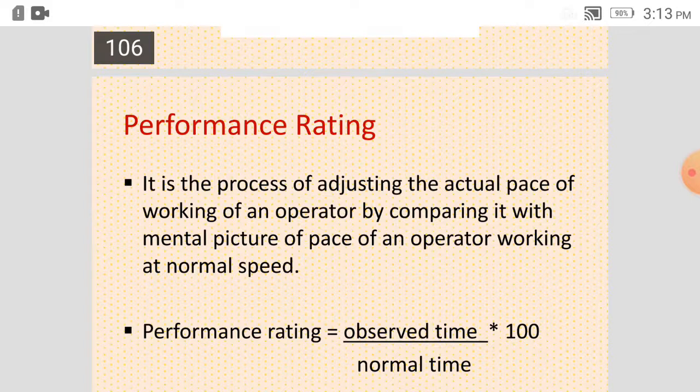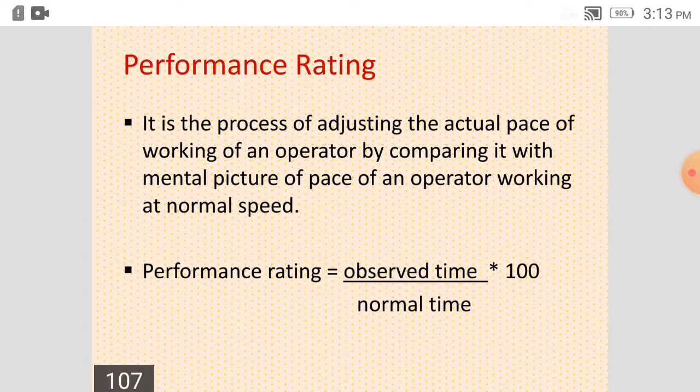Now performance rating is the process of adjusting the actual pace of working of an operator by comparing it with the mental picture of the pace of an operator working at normal speed. So the concept which is there in our mind, that this job should be performed within this much time. So the time taken by the operator and the time which is in our mind is nothing but the performance rating. You can say performance rating is observed time upon normal time into 100.